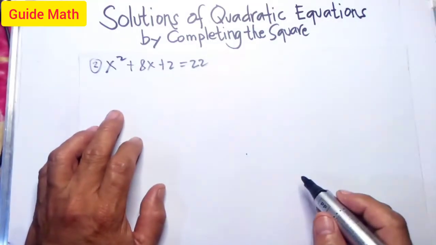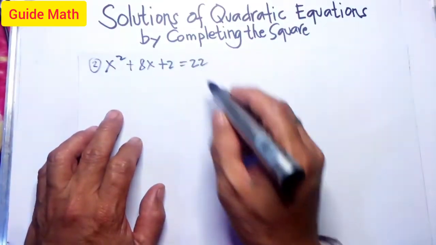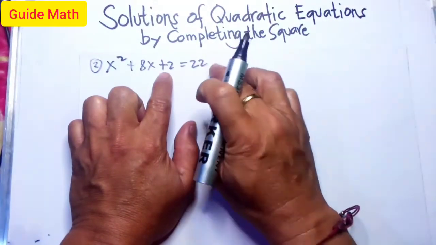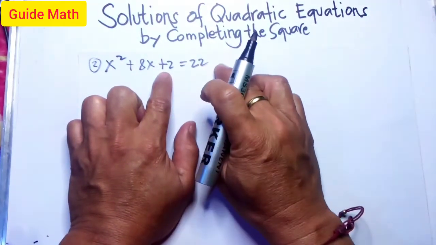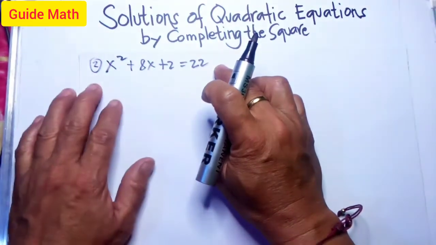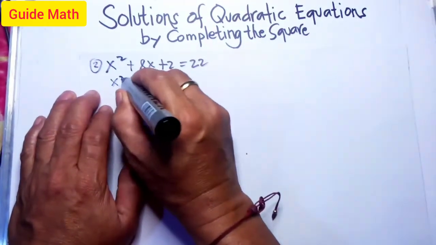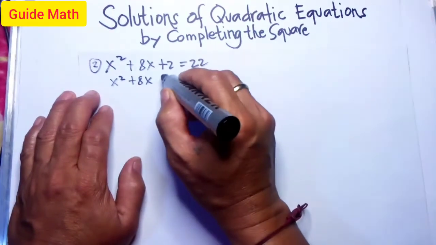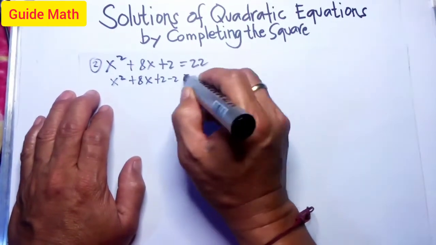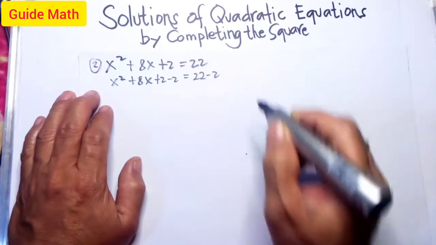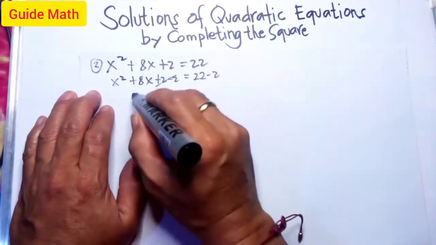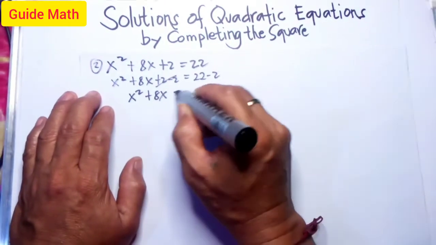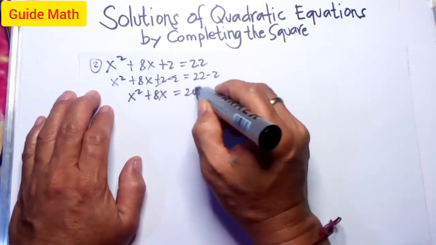So we apply the subtraction property of equality. We subtract 2 here, then we subtract 2 on the right hand side of our equation, so that this will become x squared plus 8x plus 2 minus 2 is equal to 22 minus 2. So this becomes 0, and what remains is x squared plus 8x. 22 minus 2 is 20.